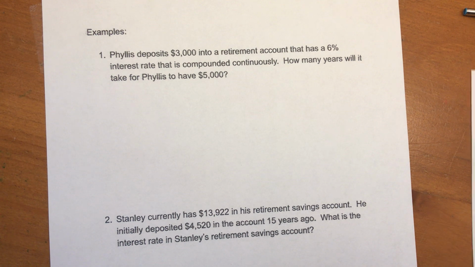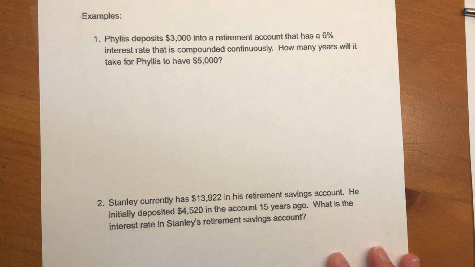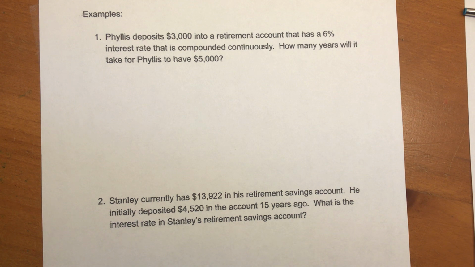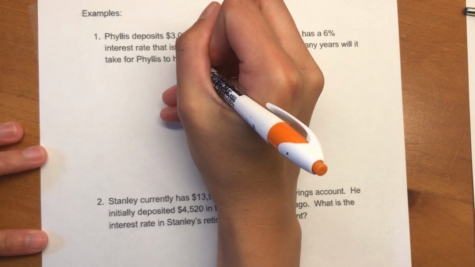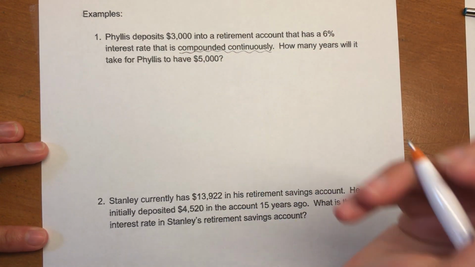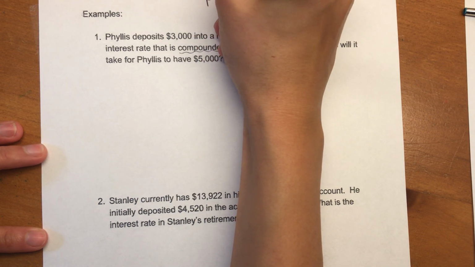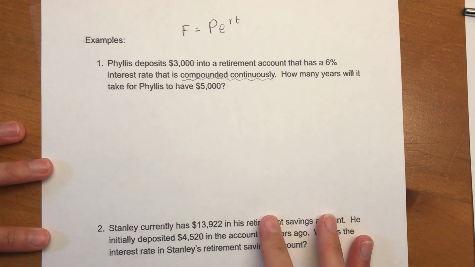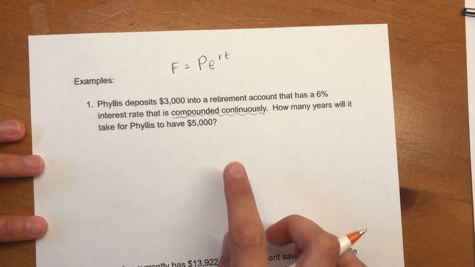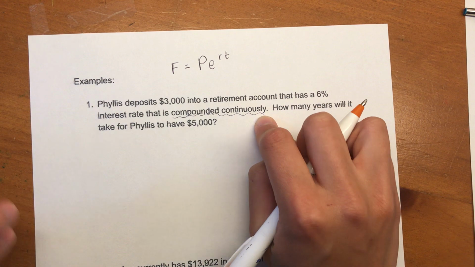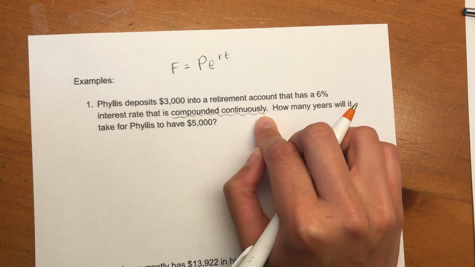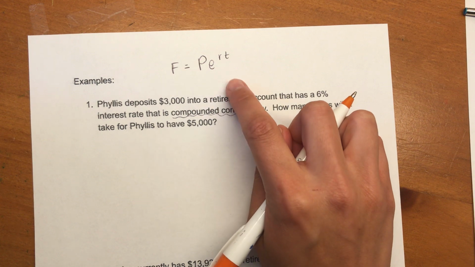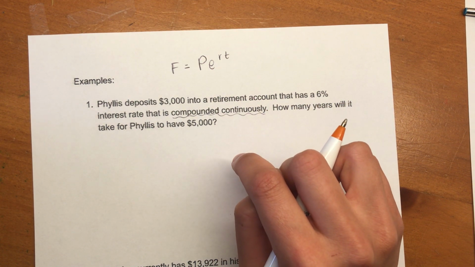Example number 1. Phyllis deposits $3,000 into a retirement account that has a 6% interest rate that is compounded continuously. How many years will it take for Phyllis to have $5,000? Okay, so we're going to think back to last week's lesson, and we know that if something is compounded continuously, we're going to be using the P e to the rt formula. We call that PERT sometimes. The PERT formula is our compounded continuously formula. If you need to, please go back to lesson CW14 and review PERT before doing this if you haven't already.